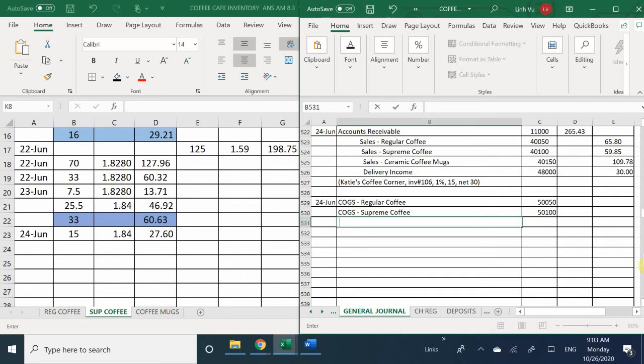5,100. Credit regular coffee, regular coffee. Good. 120.20. Supreme coffee, 120.40. Debit for regular coffee is 32.31. Supreme is 27.60. Debit the same on both sides, credit the same on both sides. And then it's for the note sold to Katie's Coffee Corner.